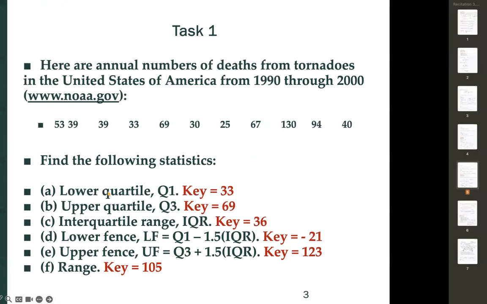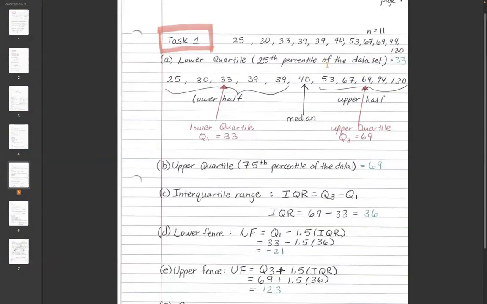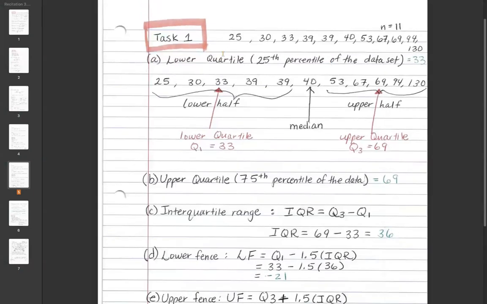So here I worked out each part of the task. The first thing that I did: we were given a list of numbers, and it's a total of 11 numbers, so our sample size is 11. And I wanted to sort them from smallest to largest. So that's what I did here, and I also sorted them from smallest to largest here when I actually started looking at the different statistics.